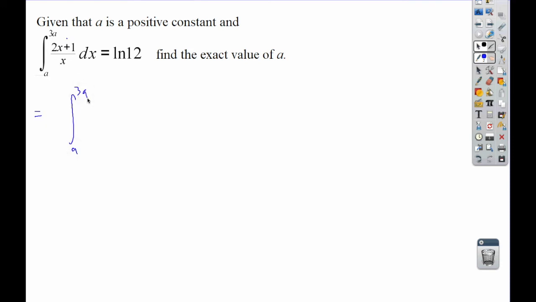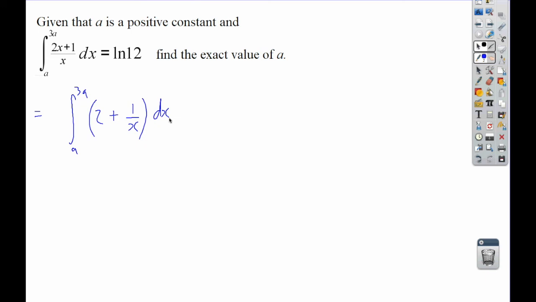Now with a fraction like this, when you've got just one term on the denominator, you can just divide each term on the numerator by that. So what we're going to do is 2x divided by x, which is just 2. And we'll do 1 divided by x, which is 1 over x. Now you need to be perfectly happy that these two are exactly the same. And I hope you'll agree that integrating 2 and integrating 1 over x is actually quite simple. So we've got dx there.